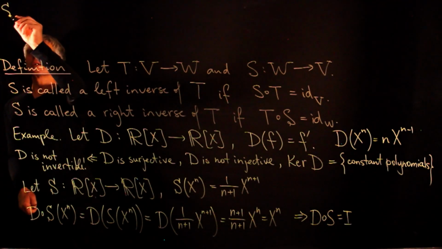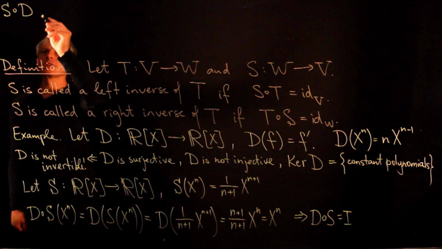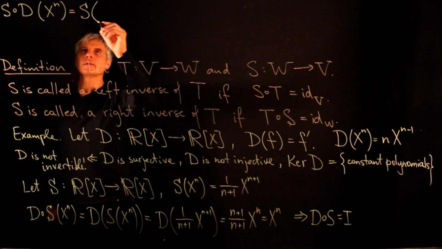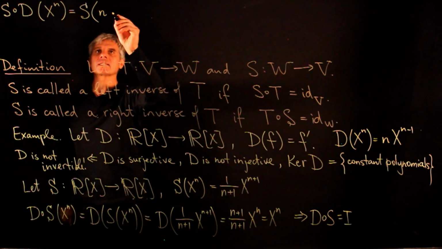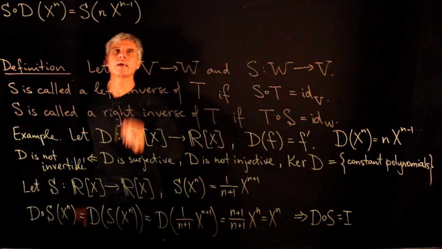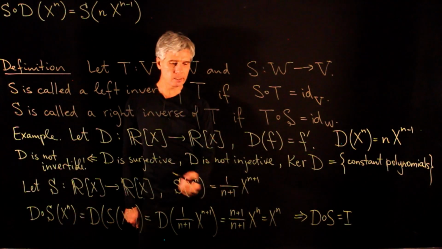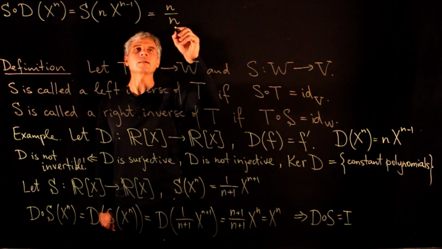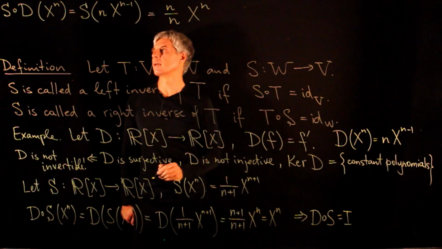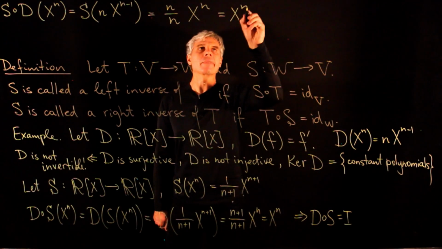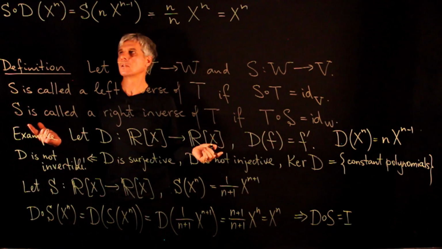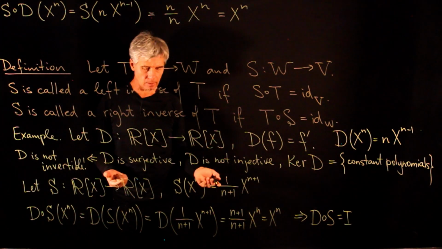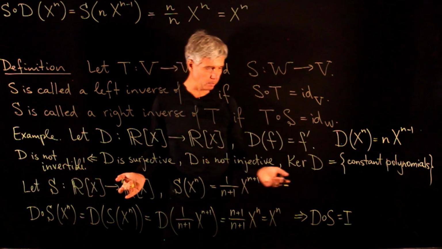Now let us look at the composition in the opposite order. S composed with D applied to x to the power n. So this is S applied to the derivative of x to the power n, which is n x to the n minus 1. And when we take the antiderivative here, we get n over n times x to the power n, right? And the result is x to the power n. So now, do we get that S composed with D is the identity? Because then we run into a problem, right?